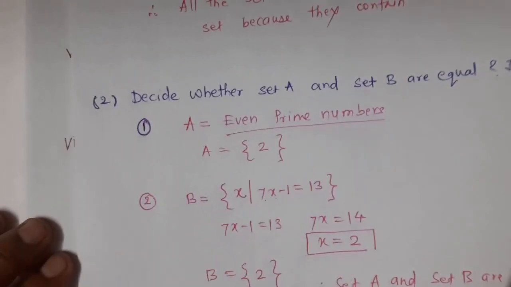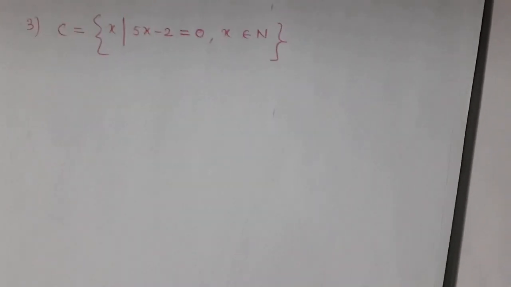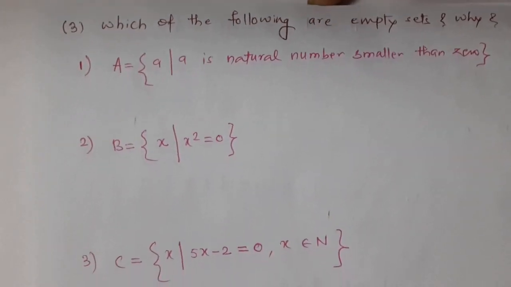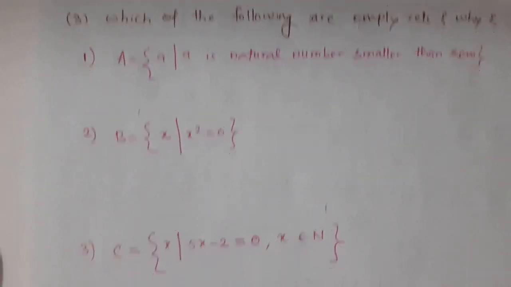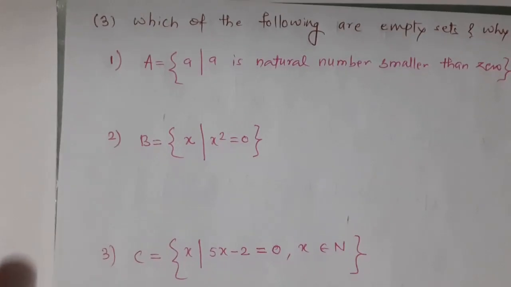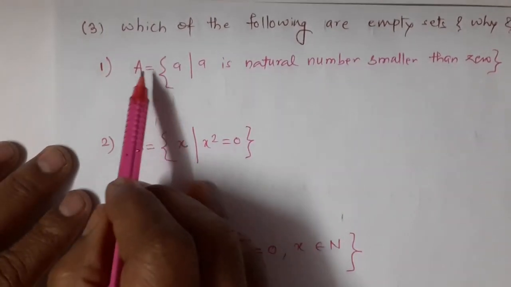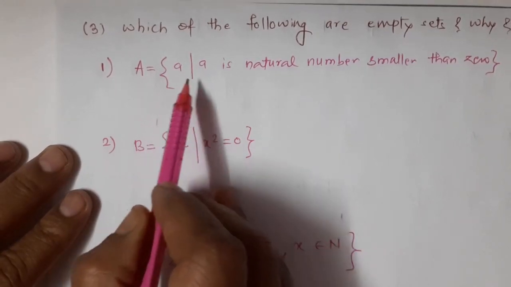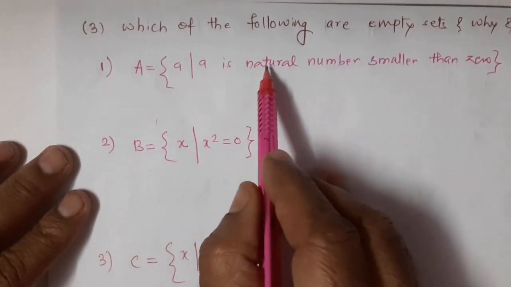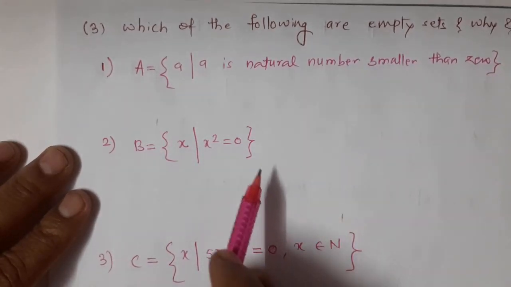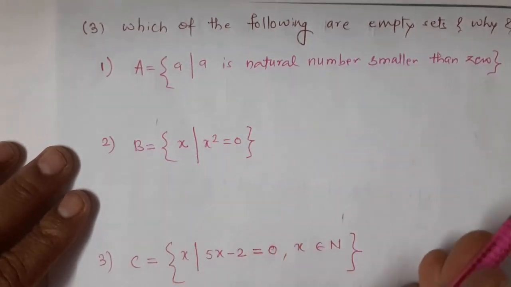Then next example is example 3. In example 3 we have to see which of the following are empty sets. Given that A is a set of all a where a is a natural number smaller than 0. You know that there is no natural number smaller than 0.